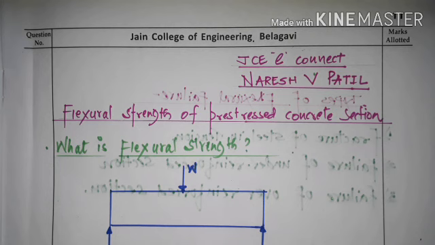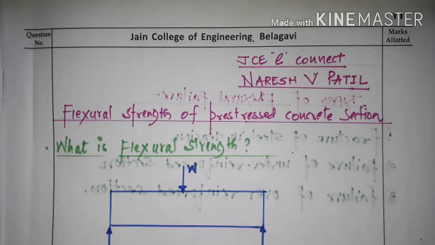What is the flexural strength of the section? The flexural strength of the section is nothing but the bending strength of the section or the bending capacity of the beam, which is developed by the internal resistance of the section or the internal resistance of the material. I'll repeat once again. The flexural strength is nothing but its bending strength.